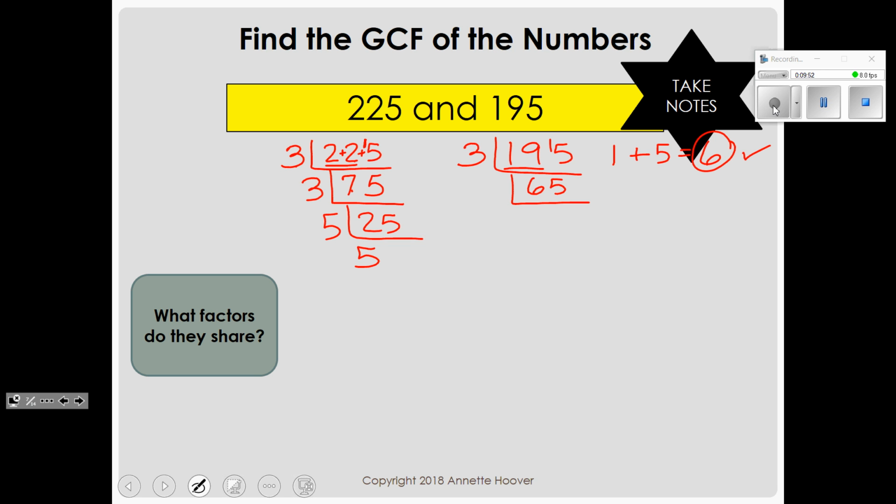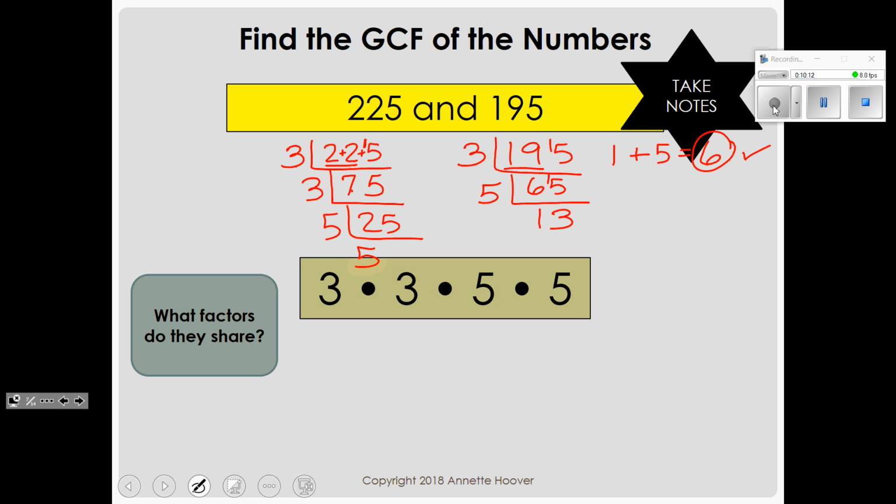65 is not even, not divisible by 2. If you add the digits together, that would be 11, and 1 plus 1 is 2, not divisible by 3. So we're going to do 5. 6 divided by 5 is 1, with a remainder of 1, and 15 divided by 5 is 3. 3 times 5 times 13. What do they share?